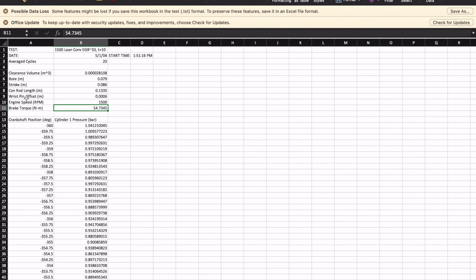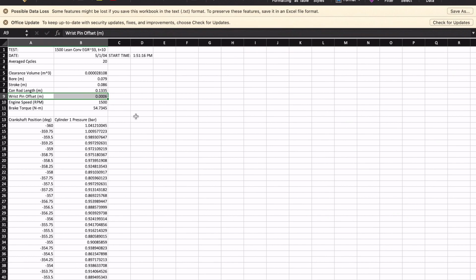Another question that often comes up is, you'll notice that the wrist pin offset is provided in the spreadsheet. A wrist pin offset is essentially a purposeful offset provided into the piston connecting rod connection to help balance the forces when the piston is under compression or expansion.